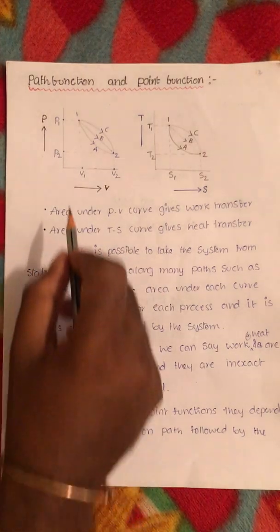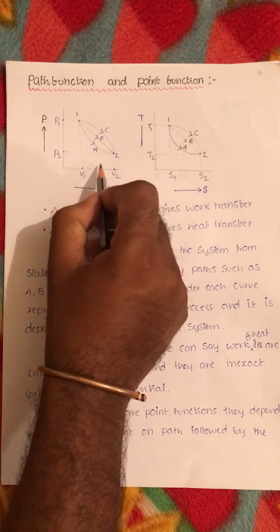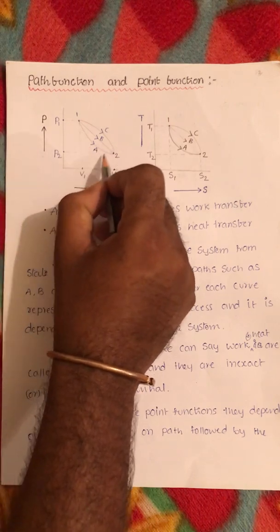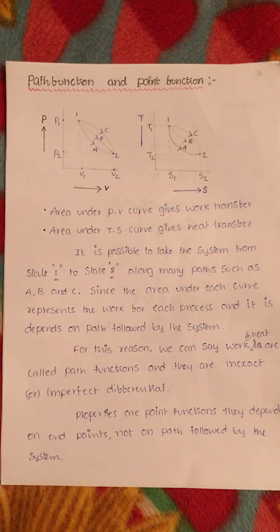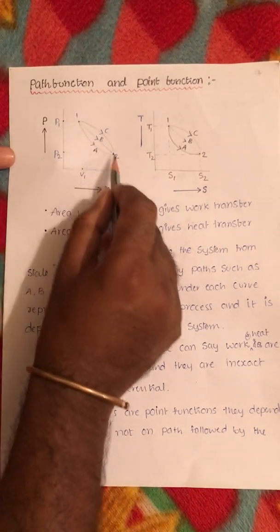The area under the PV curve gives work transfer, so the area in each process is different. So automatically the work transfer in each process is different. So it is a path function. It is not a point function.